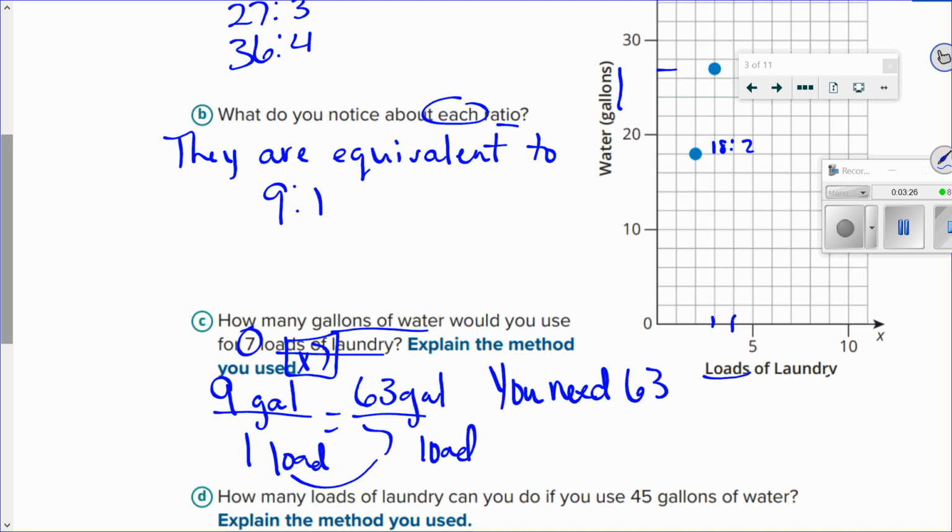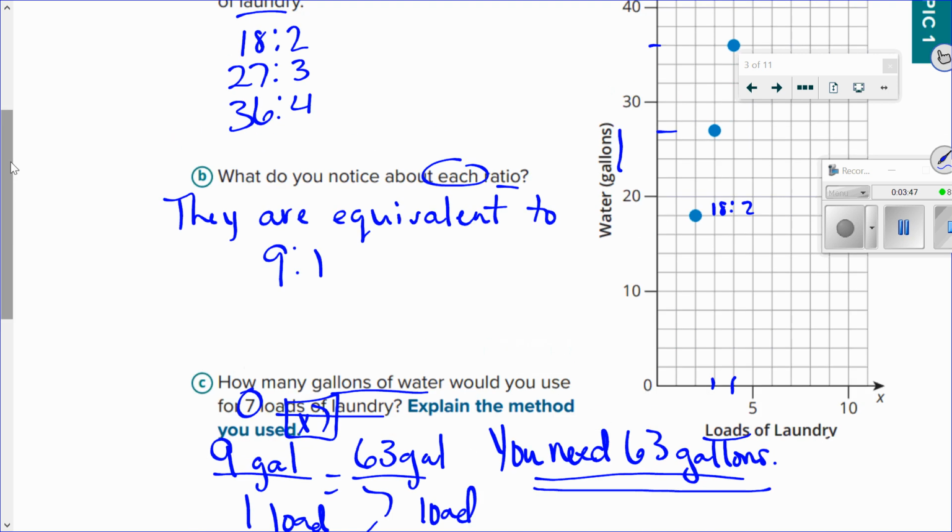So you need 63 gallons. Okay? Did anybody see a different way to do that one? Actually, because we have the ratios written up here, guys, a very easy one would have been, if I need 7 loads, I can do 3 plus 4 to get me 7. And you have to add this. Remember, when I do additive, I'm adding the parts. So I add 27 and 36, and I get 63.